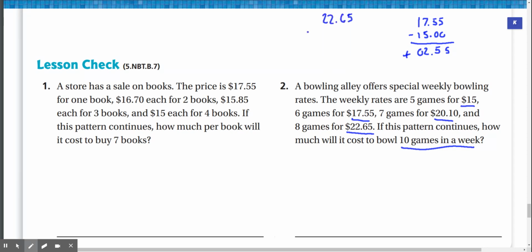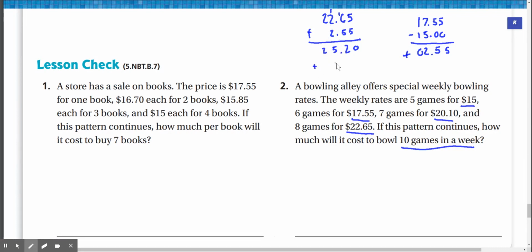So 22.65 plus 2.55. 5 plus 5 is 10. Then 6 plus 1 is 7. 7 plus 5 is 12. 2 plus 2 is 4. Plus 1 is 5. And then drop down to 2. It's 25.20 for 9 games.